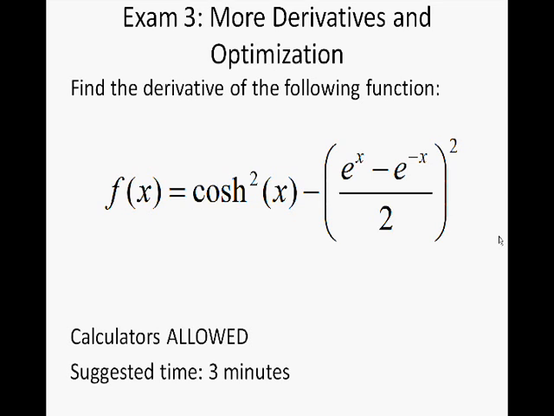So students could use calculators, and ideally students would have solved this problem in 3 minutes, and even if it took them 5 minutes, I would have been okay with that. So what is going on? What is a hyperbolic cosine, and what is that? So what is that thing?